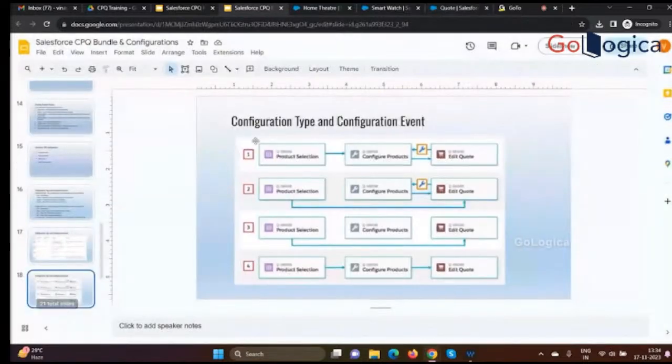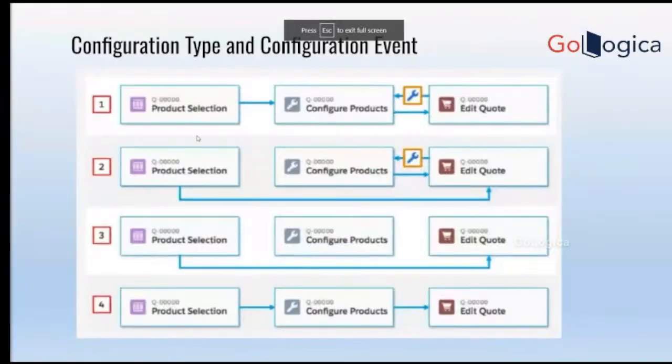So I have one more for you for your better understanding. Once you select the products, it will go to the configuration page and then to the code line. You have a wrench icon over there, wherein you can again configure or reconfigure my products. If I choose option 2, then from product selection, it directly goes to the code line. It does not land on the configure page, but I can still reconfigure and go back to my code.